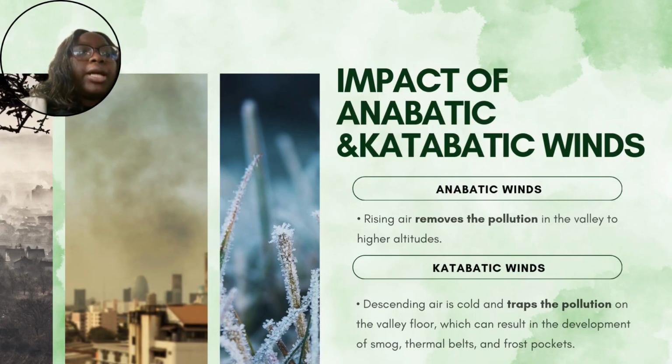Now, if you speak of the impact of those types of winds, anabatic winds, because they rise up, remove the pollution in the valley to higher altitudes, right? So whatever pollution is condensed earlier will be risen up. And then with katabatic winds, the descending air is cold and therefore there's a trapping of the pollution on the valley floor, which will result in the development of smog, thermal belts, and frost pockets instead, right?